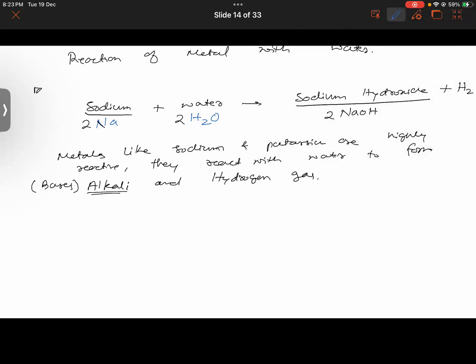Let's say calcium. What is it, a metal or non metal? It's a metal, good. So you have the example of calcium. Calcium will be reacting with water, so again a base will be formed. That base is called calcium hydroxide. You can notice that whenever I am talking about bases, I am writing the word hydroxide here. So calcium hydroxide along with hydrogen gas is released.